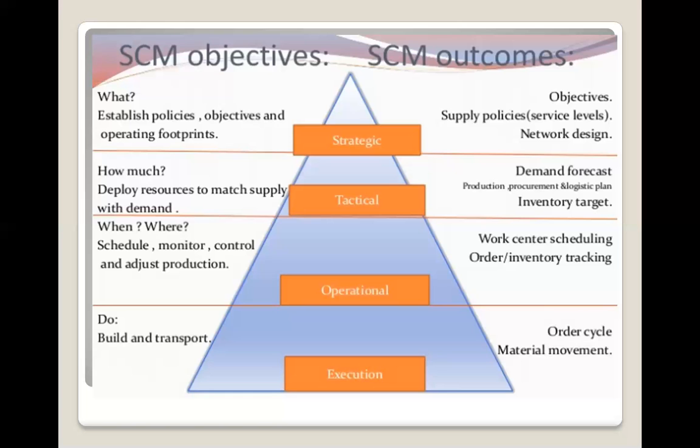And in the outcome part, in the execution portion: order cycle, material movement, operational work center scheduling, order and inventory tracking. In the tactical part: demand forecast, production, procurement and logistic plan, inventory target. And in the strategic part, supply chain management outcomes are objectives, supply policies, service level, and network design. So these are the objective and outcome of supply chain management.